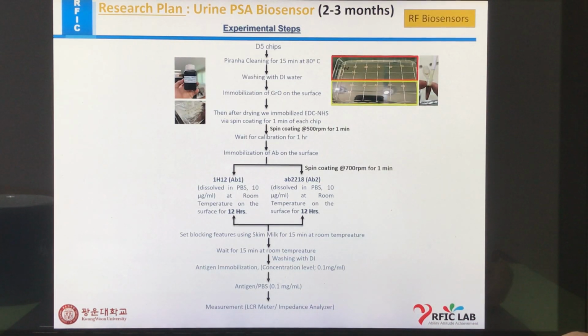So this is the research plan of the urine PSA biosensor, and it's almost done. 70% of the experiments are done, and 30% is remaining in terms of water contact angle measurement. And on the next weekend we will go to the cans for contact angle measurement.